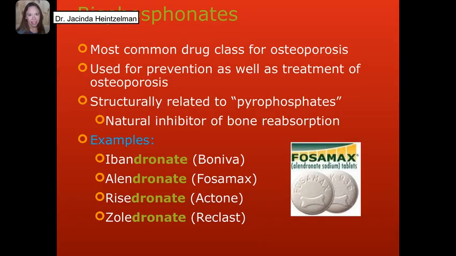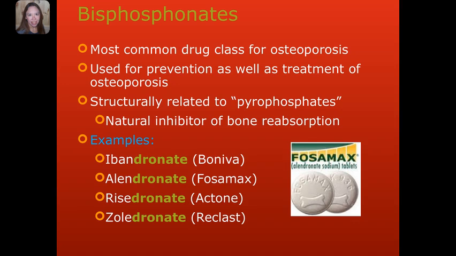The most common drug class that we are seeing used in the treatment of osteoporosis is the bisphosphonates. And these type of medications, they're not only going to prevent osteoporosis, but they're also going to treat the osteoporosis. It is structurally related to pyrophosphonates, and so it's naturally going to inhibit bone reabsorption. So that's positive for our osteoporosis. We want to make sure that bone is staying nice and thick and healthy.